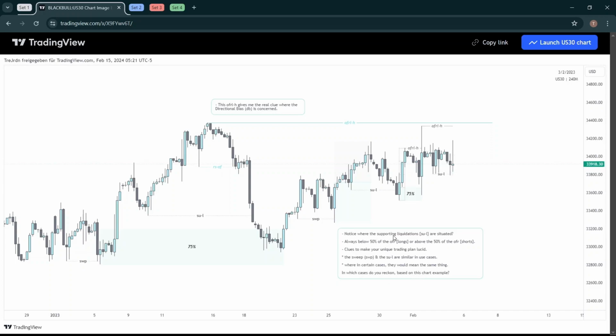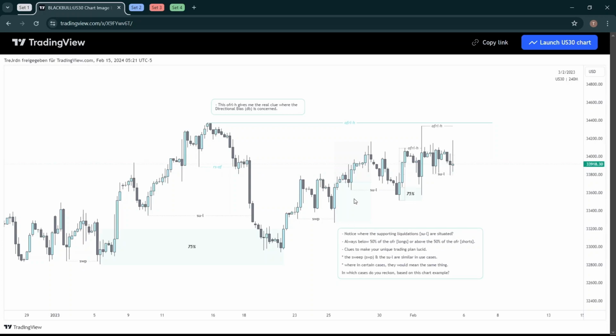Notice where the supporting liquidations are situated. So we're coming into this part of price now. I was just noting to myself, which is interesting, that it's always below the 50% of the order flow range for longs and always above the 50% of the order flow range for shorts, just playing along with the idea of operating in premium and discount in regards to positioning.